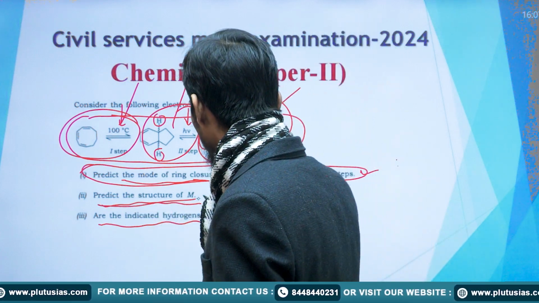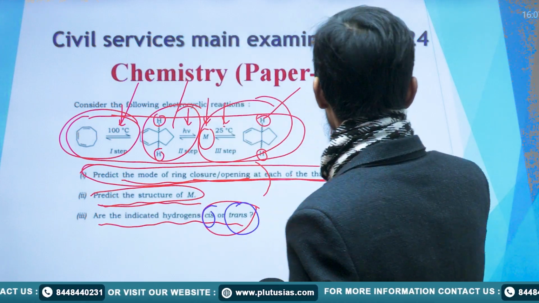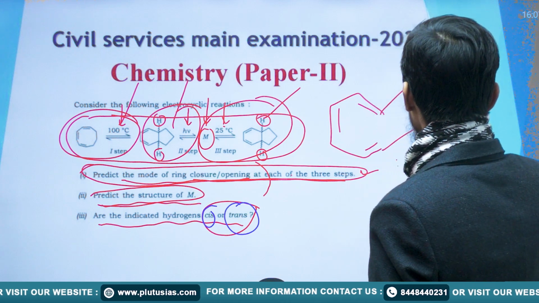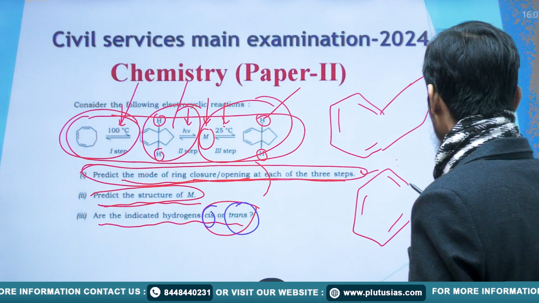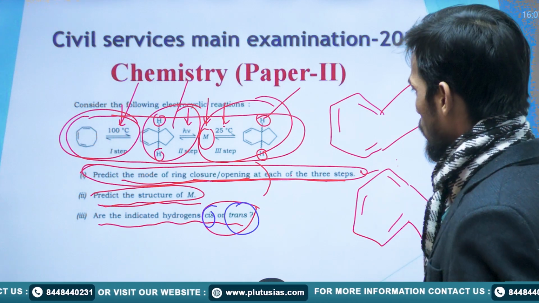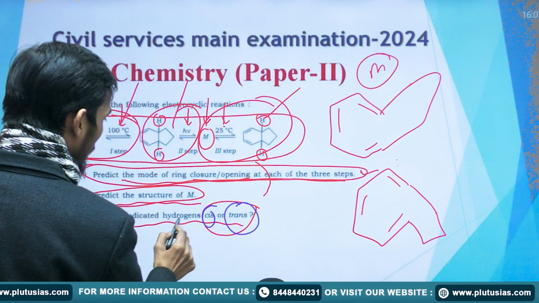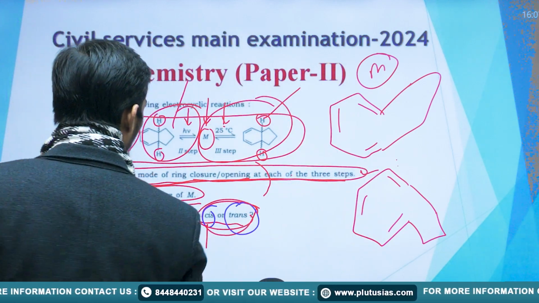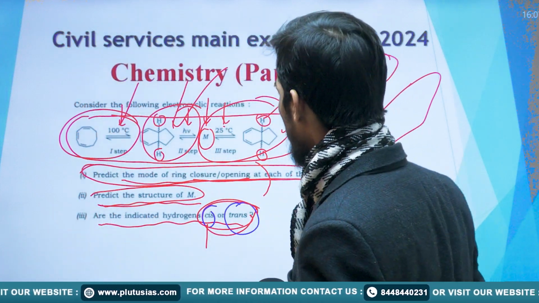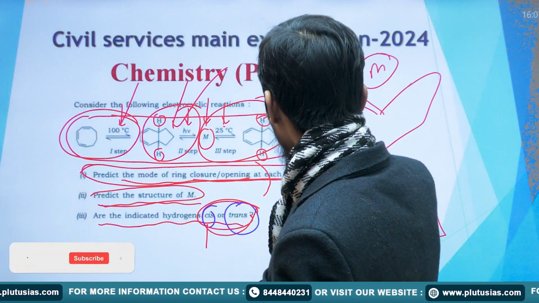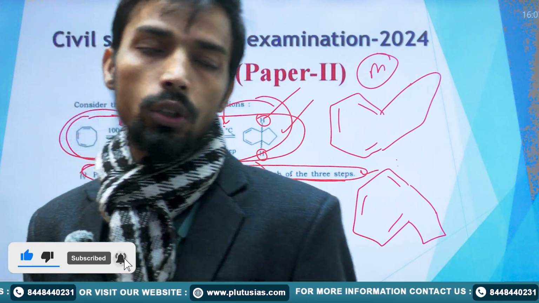Predict the structure of M. The structure of M I have already shown you over here. We have drawn it like this, either upside or below side, like this. So this is our M. We have drawn this, and are the indicated hydrogens cis or trans? In this case they were cis, both either upside or below side. In this they are trans, one upside, one below side, another below side, one upside. So that's all for this question.